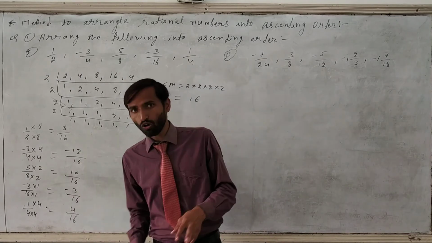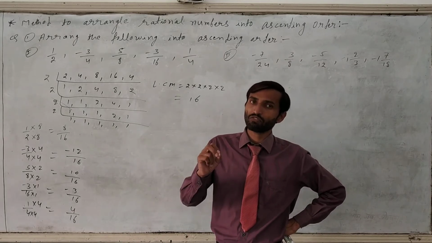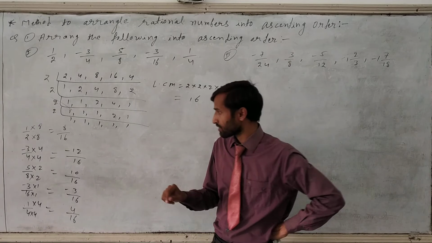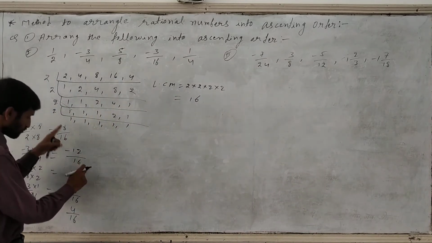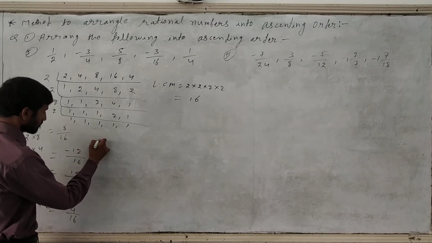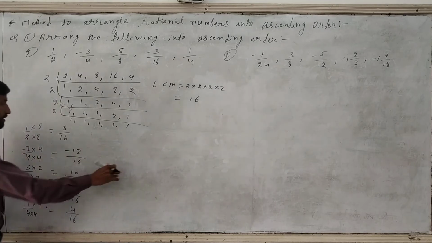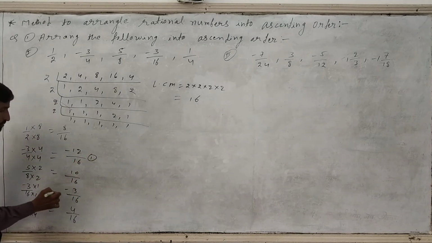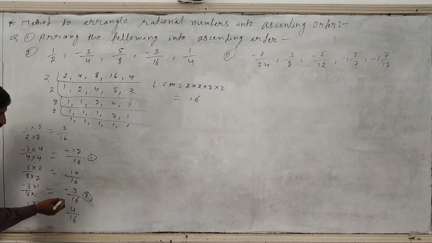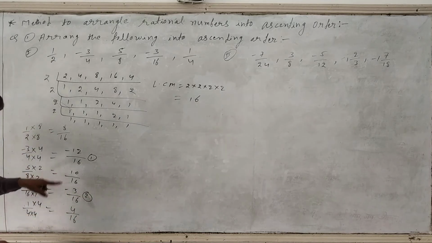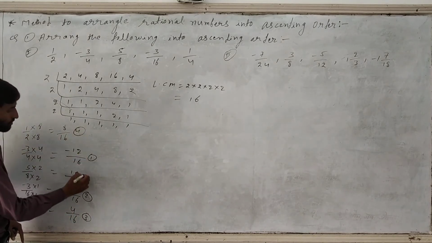And in both, if two negatives are there, whichever has the greater value with the negative sign will be the smallest. So minus 12 upon 16 is the smallest of all the numbers, so minus 12 upon 16 will come first. Just to make the positions: first position will come this, second position this. Next, third position, now three positives are there, so third position will come this, and then fourth, and then fifth.